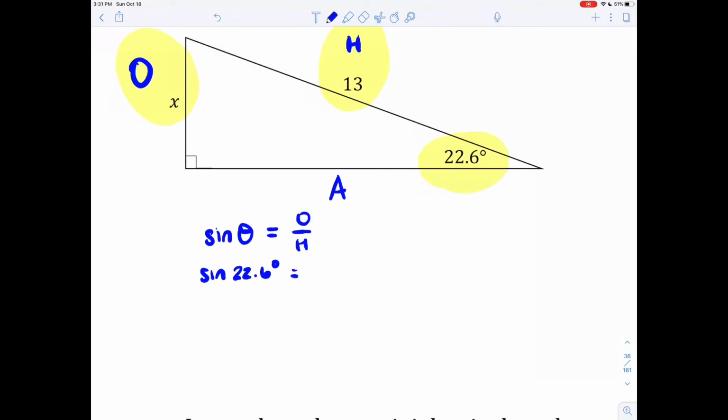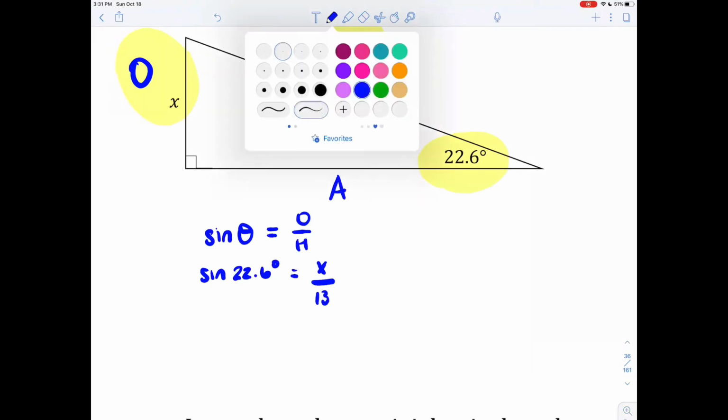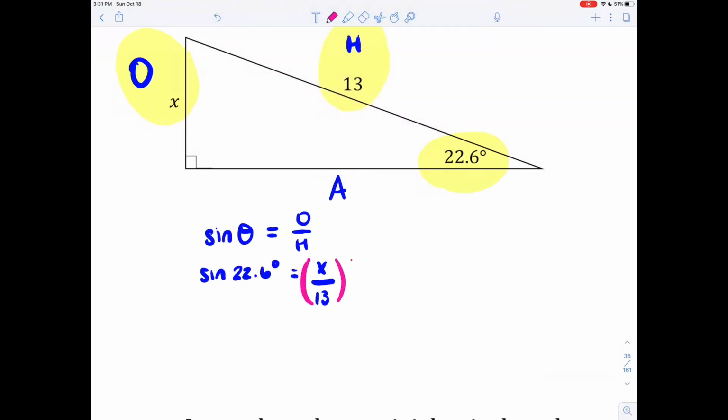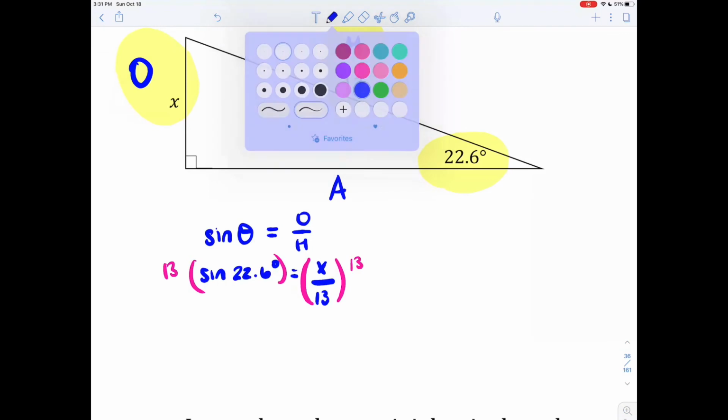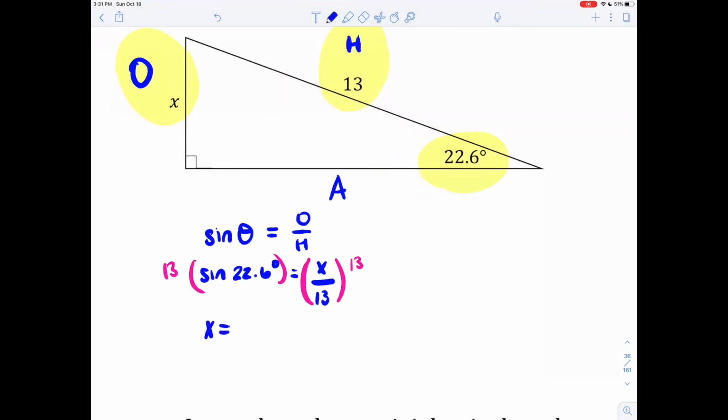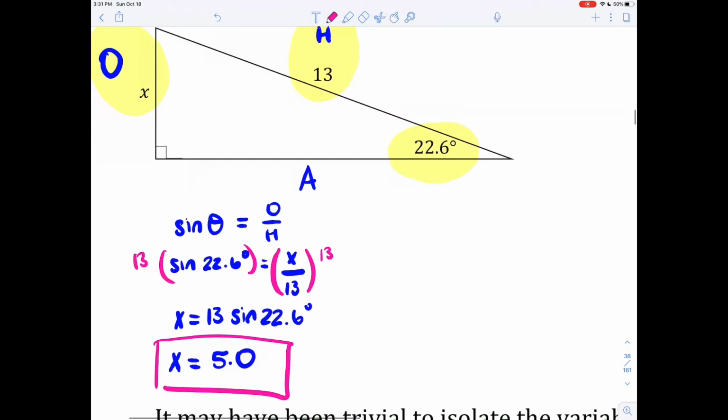My opposite side in this case is x, and my hypotenuse would be 13. I am trying to solve for x, which is being divided by 13. To undo that division, I'm multiplying by 13. If I do it to one side, I have to do it to both. So I end up with x is equal to 13 multiplied by the sine of 22.6 degrees. When I put that into my calculator, to the nearest tenth, I get 5.0. I'm going to box that and pass her on.